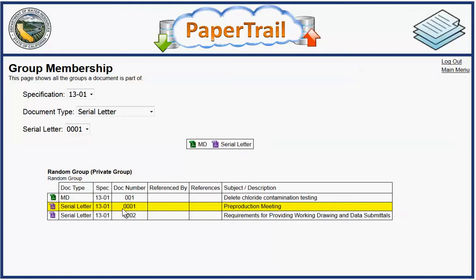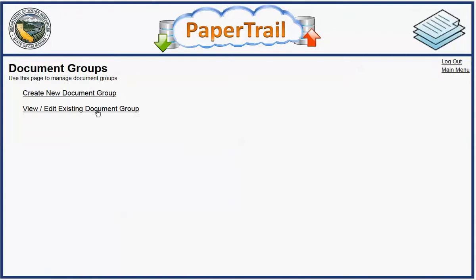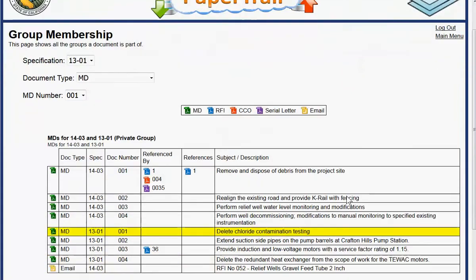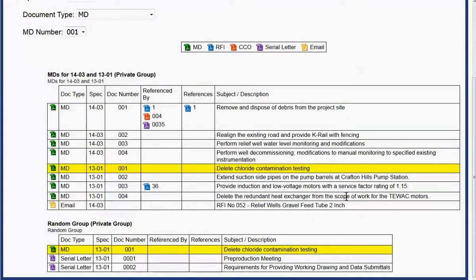This serial letter 1 from 1301 is only a part of this one group called the random group with the description. It's a private group. Go back to the previous page. Now I'm going to select random group, but I'm going to click on the G to list out all the group memberships for MD1 from 1301. And if I do so, you notice that MD1 from 1301 is a member of both groups.